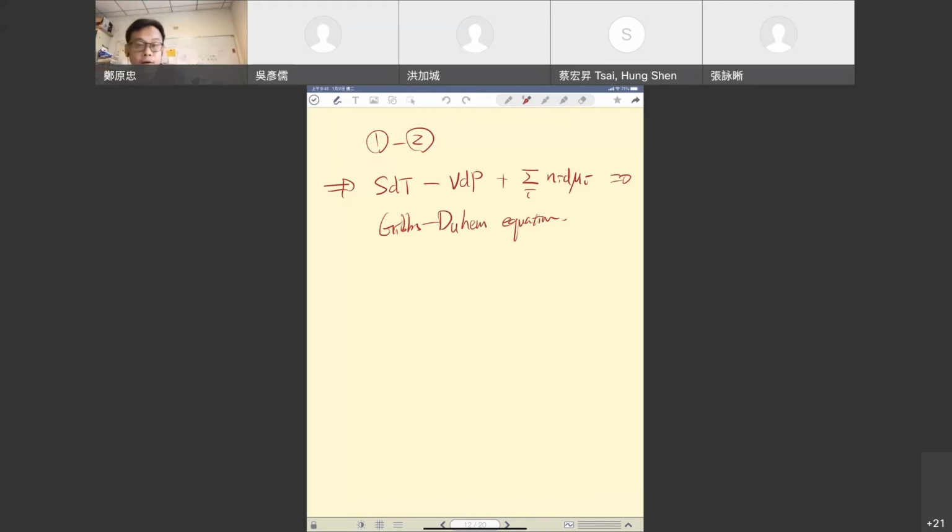into this detail. But a very useful form to look at this is, if we rearrange this a little bit, you see that N_i dμ_i equals VdP minus SdT. And you realize that if we can measure the change in temperature and change in pressure, they are easy to control and easy to measure, right? Okay. And we can determine the change in chemical potential. So this equation very powerfully links the change in temperature and pressure to change in chemical potential. And change in chemical potential allows us to calculate change in Gibbs free energy.